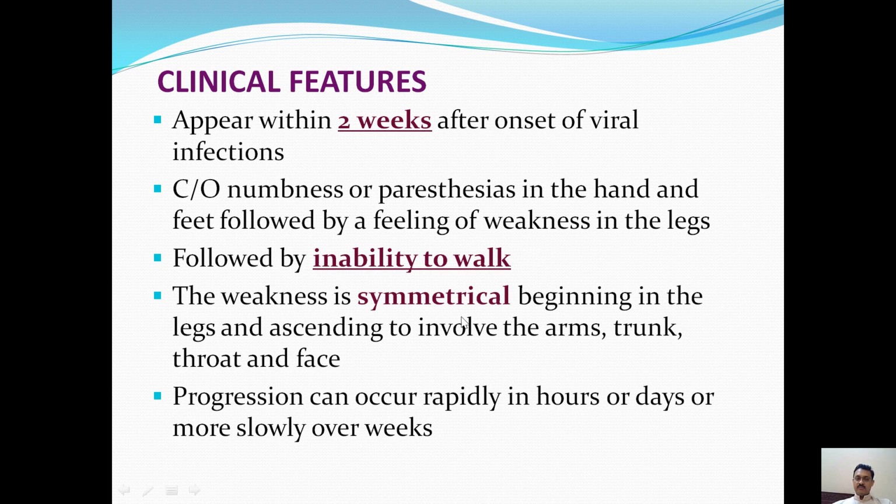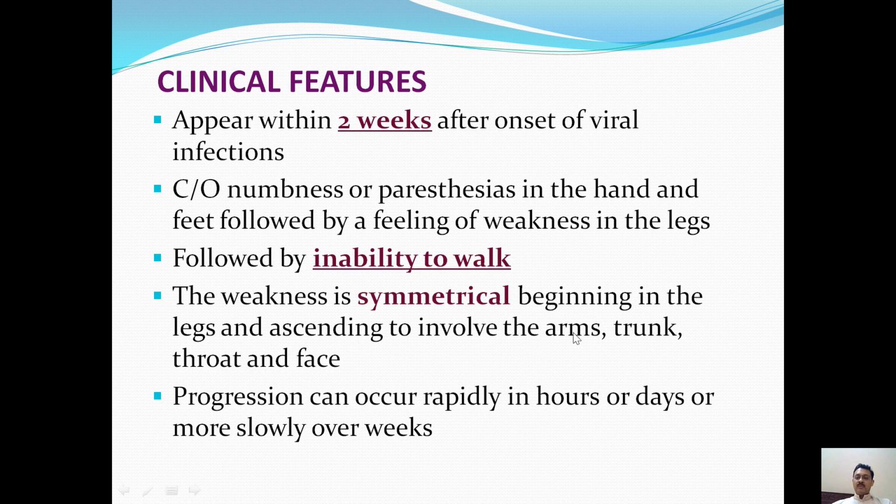Weakness is symmetrical, beginning in the legs and ascending to involve the arms, trunk, throat, and face. So with asymmetrical weakness, we would usually not think of GBS at the first instance. In the diagnostic criteria, it should be symmetrical bilateral lower limb weakness. It starts from the legs, ascending, first involving the legs, then the upper limbs, or sometimes it involves the feet first, followed by the legs and the thighs. So it may be ascending in both ways.